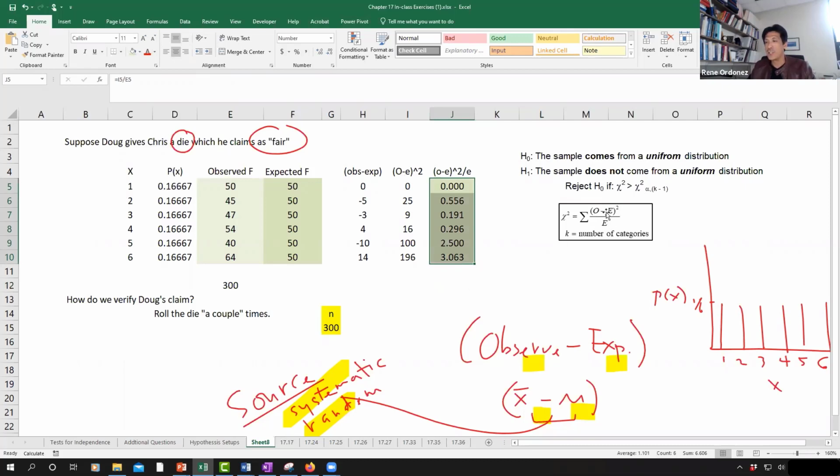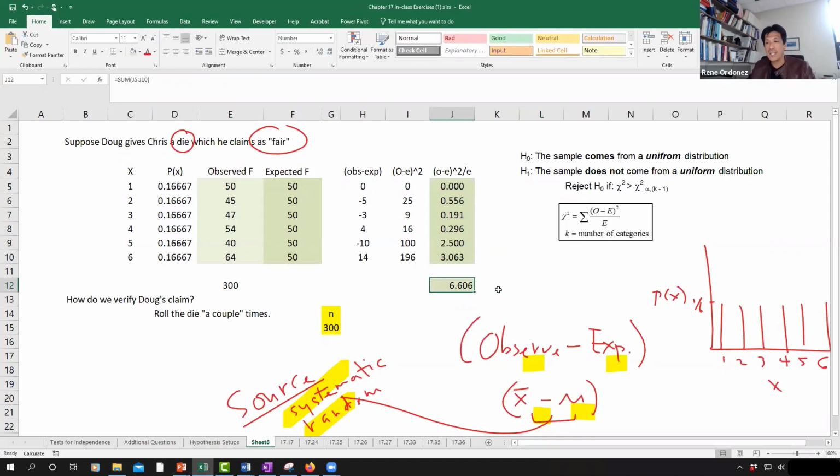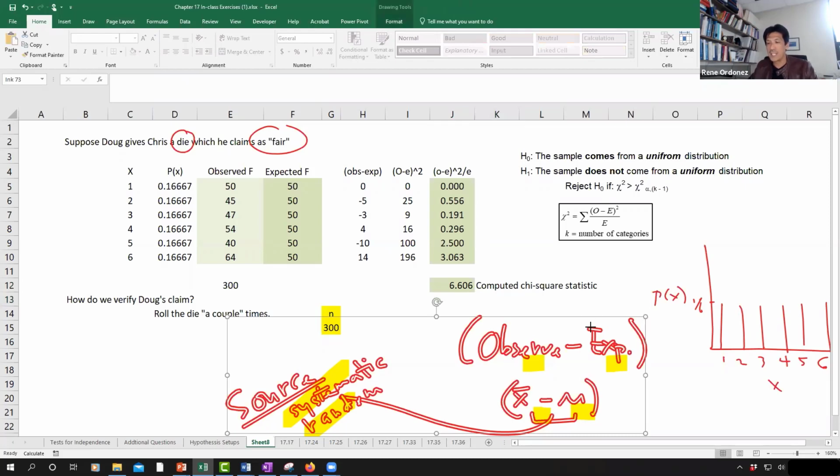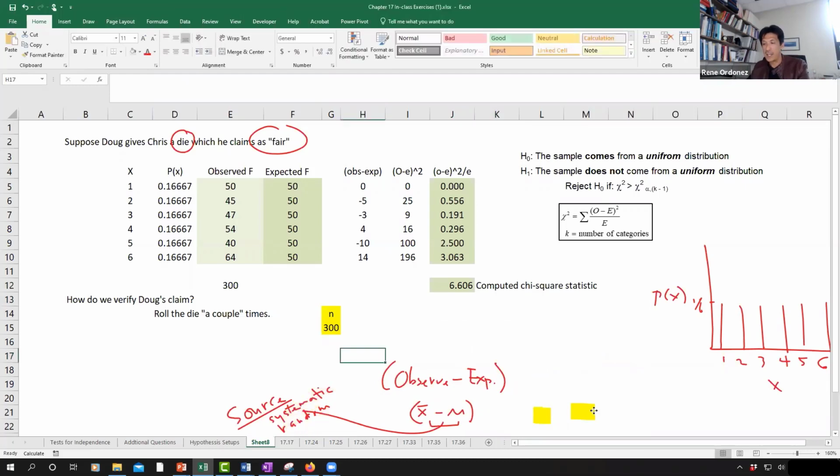And then what we need to do is to sum up all these numbers. So we'll just say sum of that. So this is what we call the computed chi-square statistic. So for the computed chi-square statistic, we will compare that to a critical statistic.